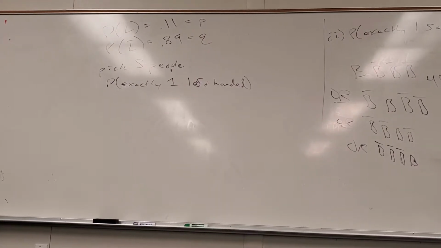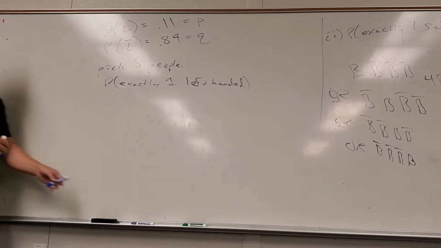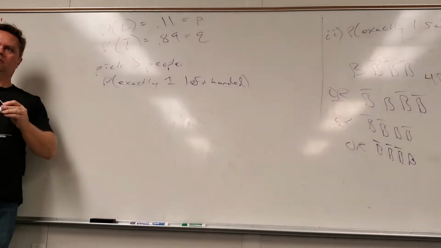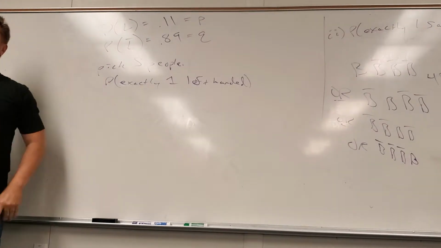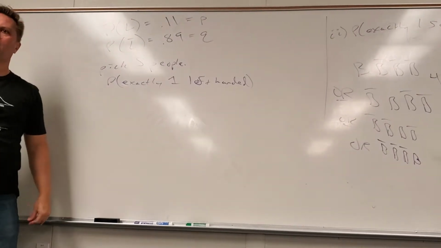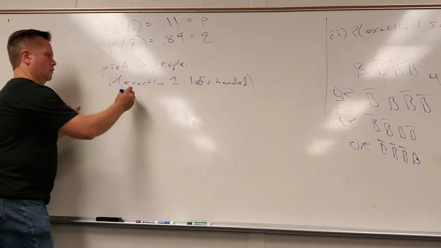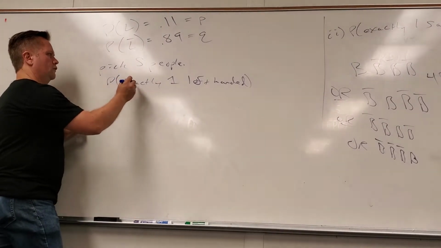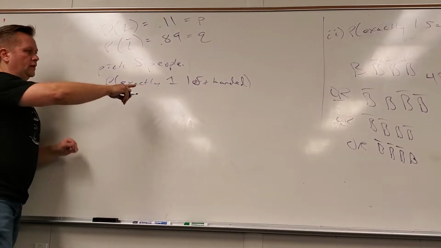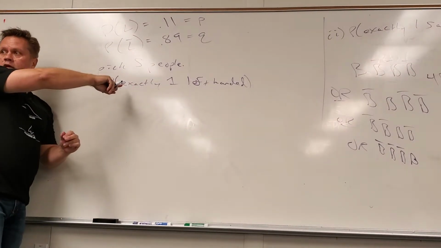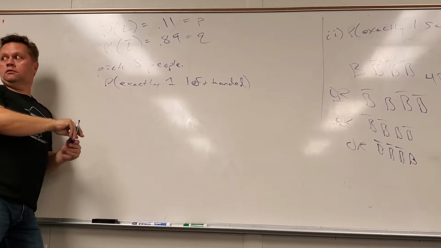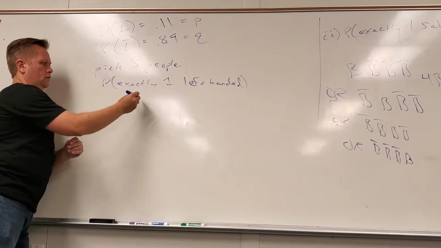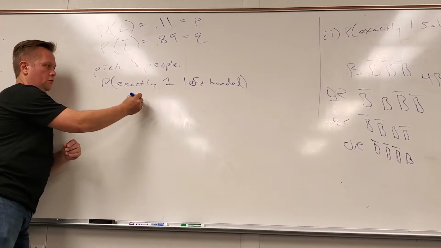Now, can you guys write one situation that matches what I'm looking for? Exactly one left-handed out of 5. So what's one way to match that? No, if I have 5 left-handed, that doesn't match this. You guys see that? I want exactly one left-handed. P times Q times... So I can have the first one be left-handed, and the other ones have to be Q's.